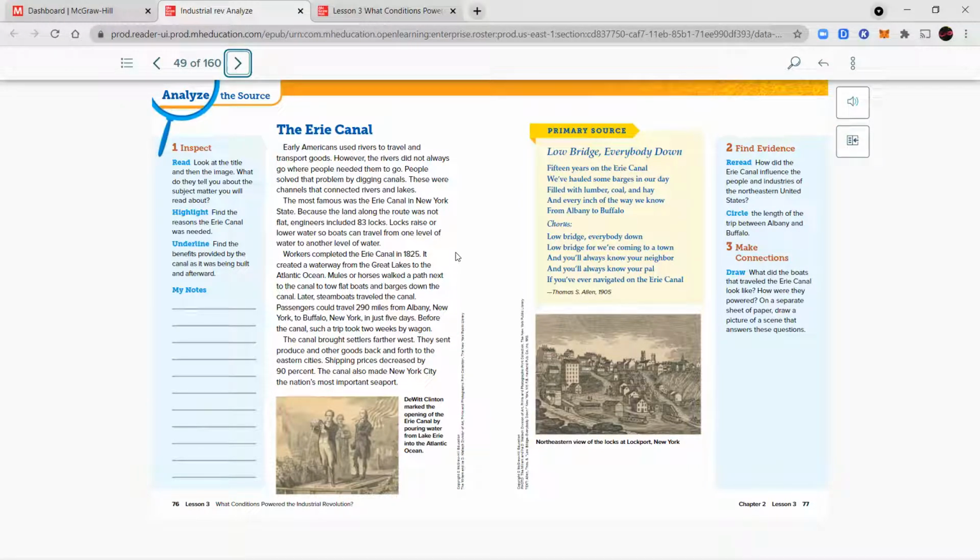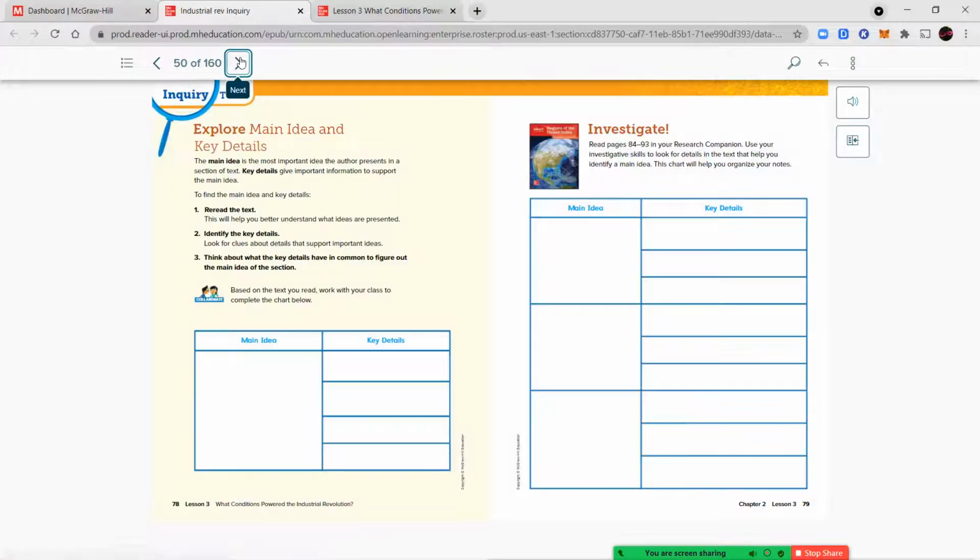In the bottom, we have a picture that's captioned Northeastern View of the Locks at Lockport, New York. So go ahead and circle the length of the trip between Albany and Buffalo. We can see over here on that first page that it's 290 miles. Any reasons why the Erie Canal was needed, you're going to find that in the first 2 paragraphs. And then we're going to go ahead and take a look at our next page.